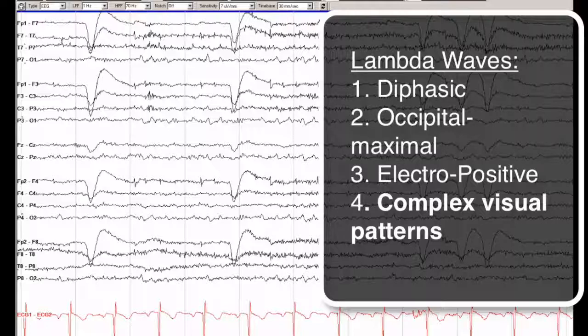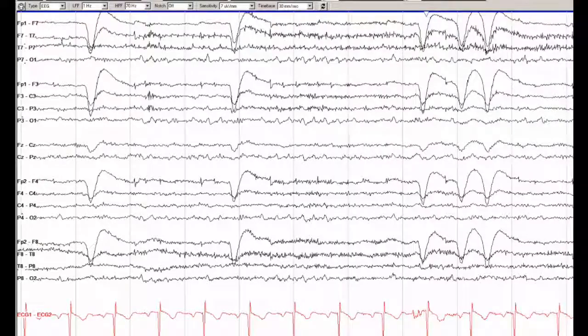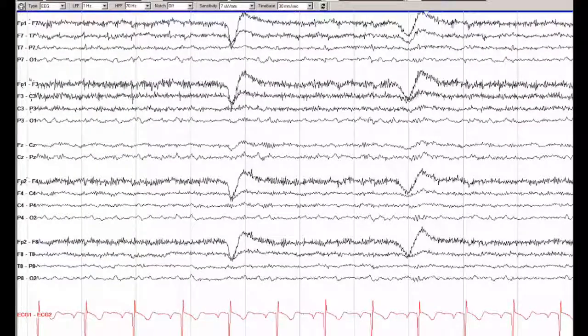In our experience, during video EEG recording on inpatients, we often see lambda waves when patients are examining complex visual patterns on computer laptops, for example. Regardless, lambda waves are most prominent when the eyes are open. I have moved forward in this recording, and we still see some lambda waves.